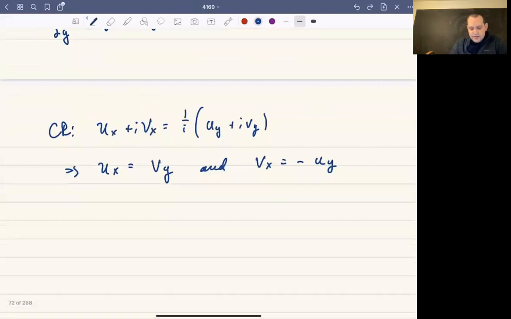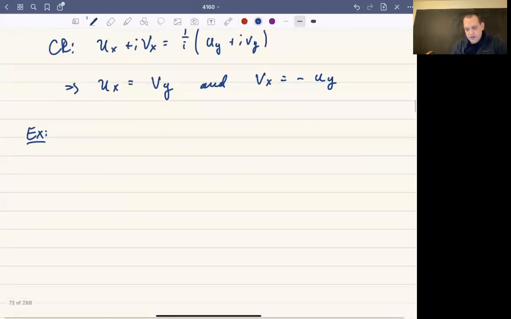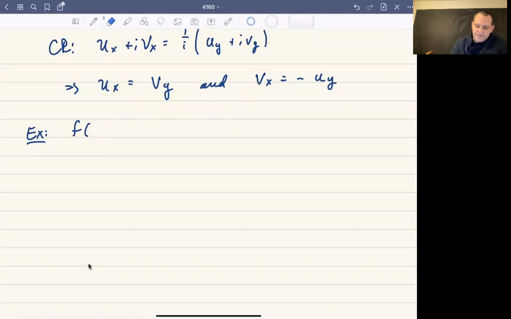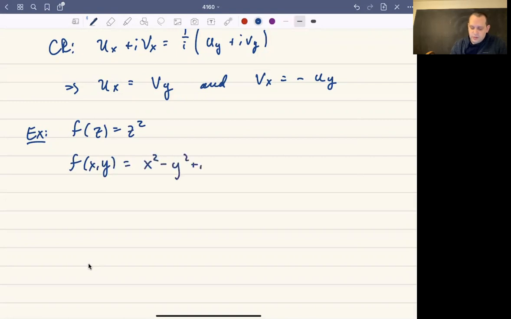So at this point, let's do an example and let's see how this works. I think that once we see how it works, then hopefully everything will just kind of snap into place. So let's look at f of z equals z squared. If you write z as x plus iy, you can think of this as a function of two variables, f of xy, and that's x squared minus y squared plus I times 2xy. And it turns out that f of z equals z squared is an entire function. It's differentiable at every value in the complex plane.